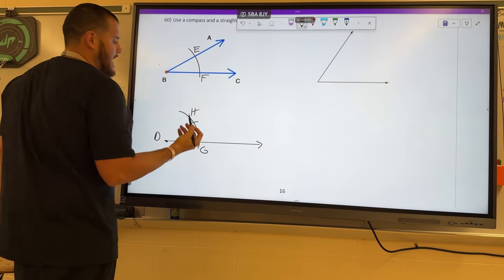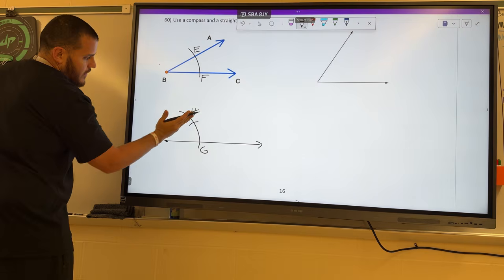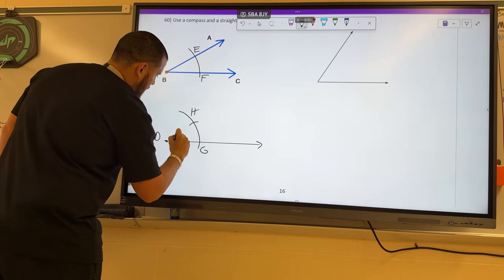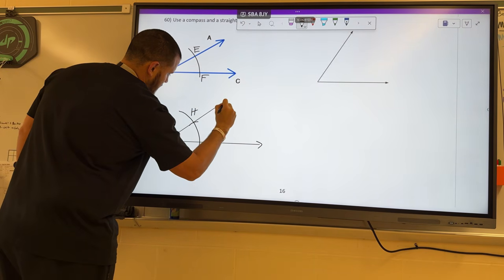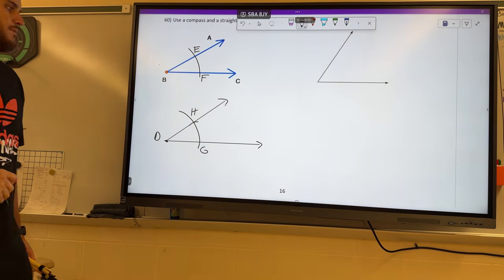And the last thing I have to do to copy my original angle is draw a ray from my vertex through point H. So it looks something like that. Those would be congruent angles.